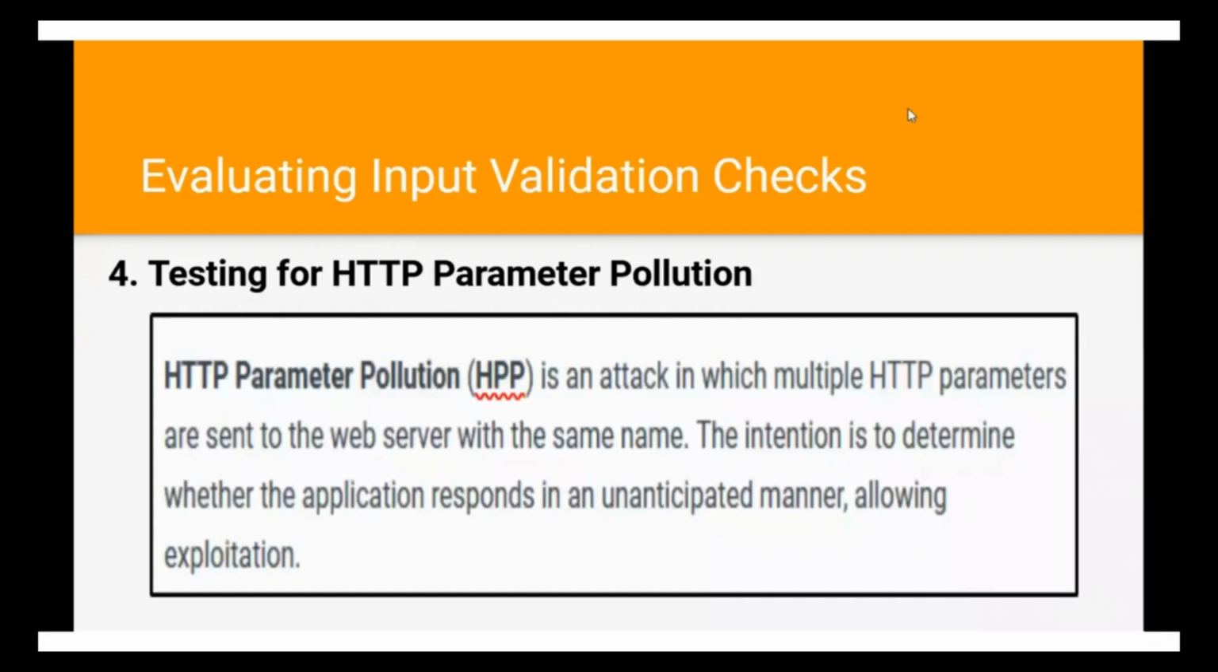Now the fourth one is testing for HTTP parameter pollution. HTTP parameter pollution is an attack where multiple HTTP parameters with the same name are sent to the web server. The intention is to determine whether the application responds in an anticipated manner or allows exploitation. So we have to check this if we are doing web pen testing.